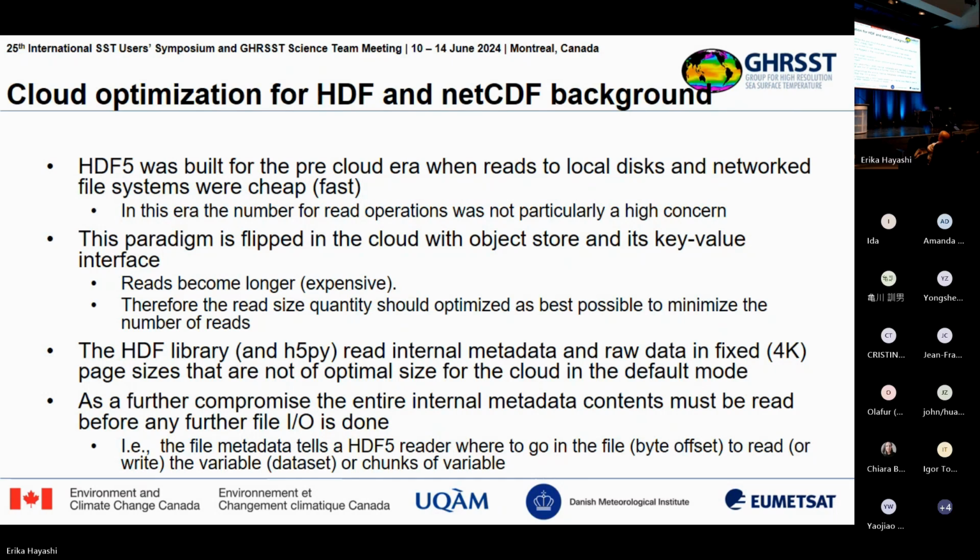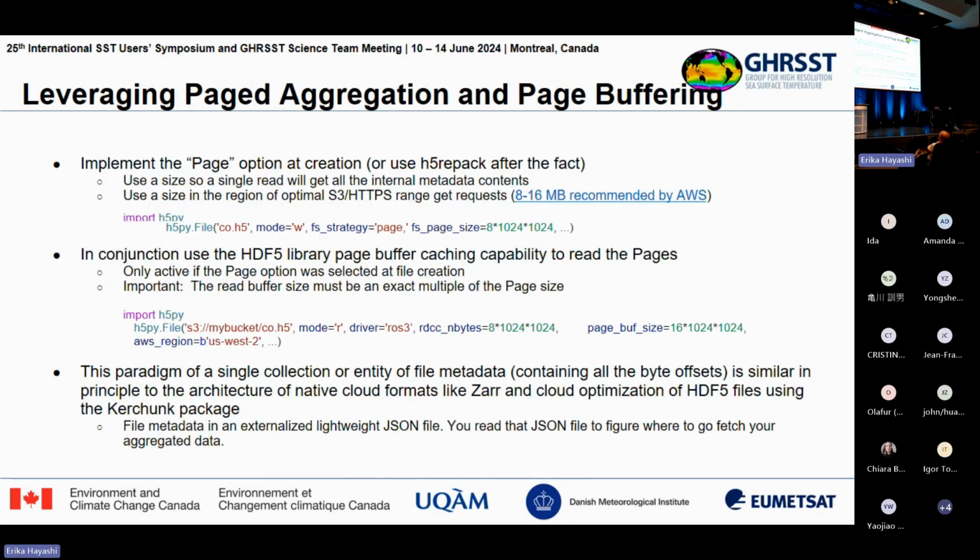All right. And so what does this look like? Okay, so there's a way to get around this, and this is the paged aggregation methodology, where you take all these little 4K snippets and aggregate them into a larger chunk that you can thus read just once. And by having one read, you can figure out exactly where you can go in the file. And these are just little code snippets of how you would do this.